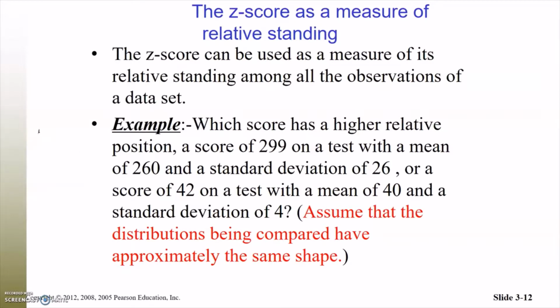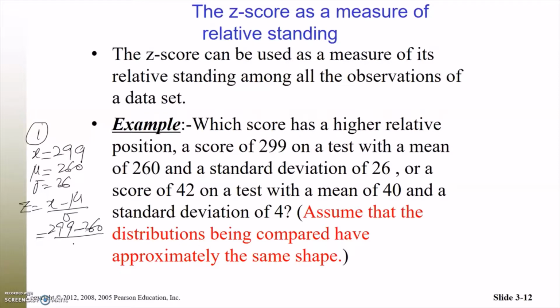In the first situation, our x value is 299. The mean mu is 260, and the standard deviation is 26. So we find the z-score. The z-score is equal to x minus mu over sigma, which is 299 minus 260 divided by 26, and that z-score comes out to be 1.5. Okay, that's the z-score we have found.